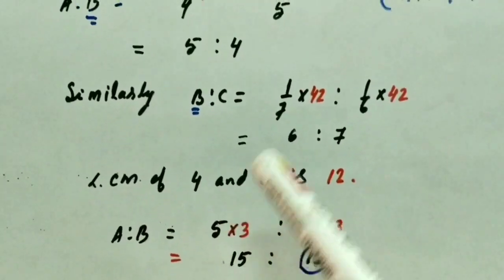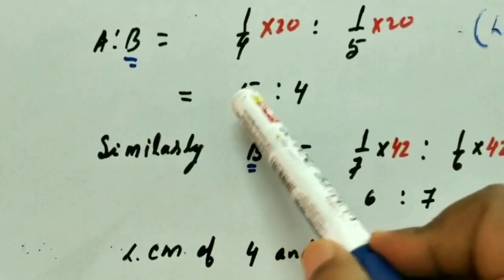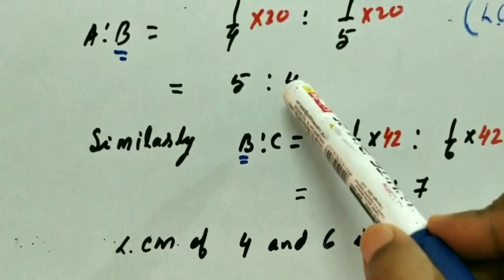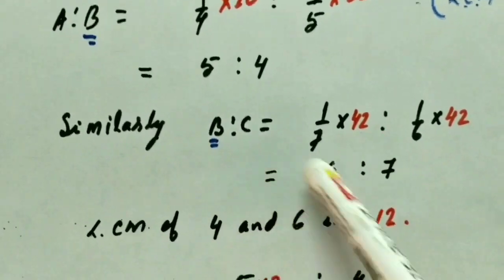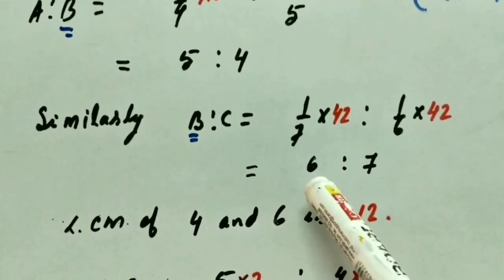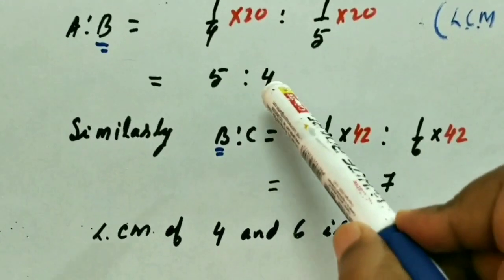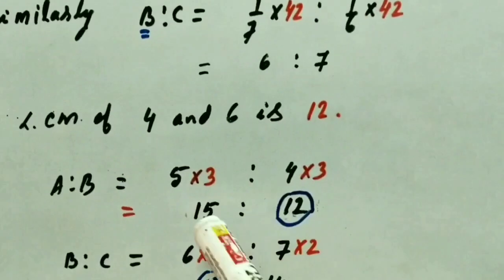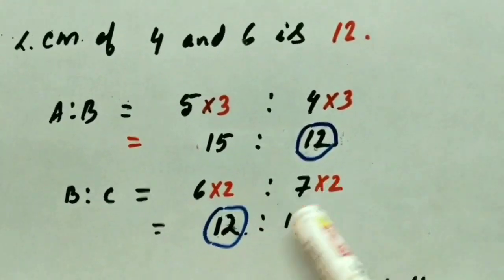Now, here common is B. A is to B is 5 is to 4. So B is 4. And here B is 6. So we take LCM of 4 and 6. It is 12. I multiply each of them. Here 4 3s are 12, 5 3s are 15. 15 is to 12, A is to B. Similarly here, I have to make this 12, 6 into 2, 12, 7 into 2, 14.